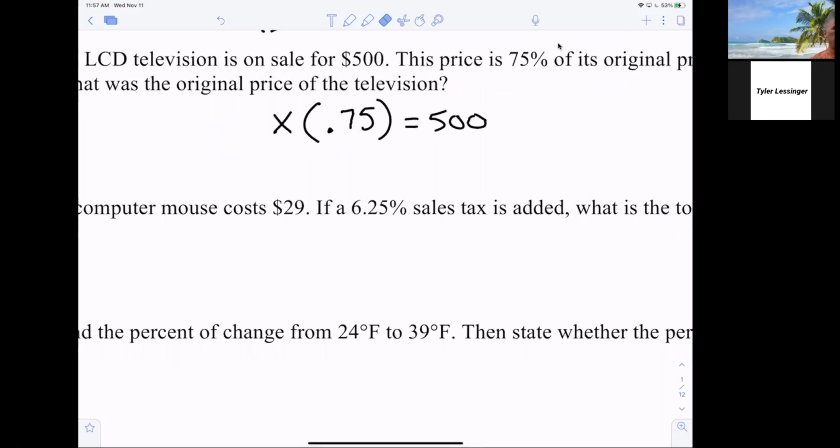All right. So now I need help. 500 divided by 0.75. So what was the original price? $666.67. Is everybody okay with that? Try that on the calculator, please. 500 divided by 0.75.